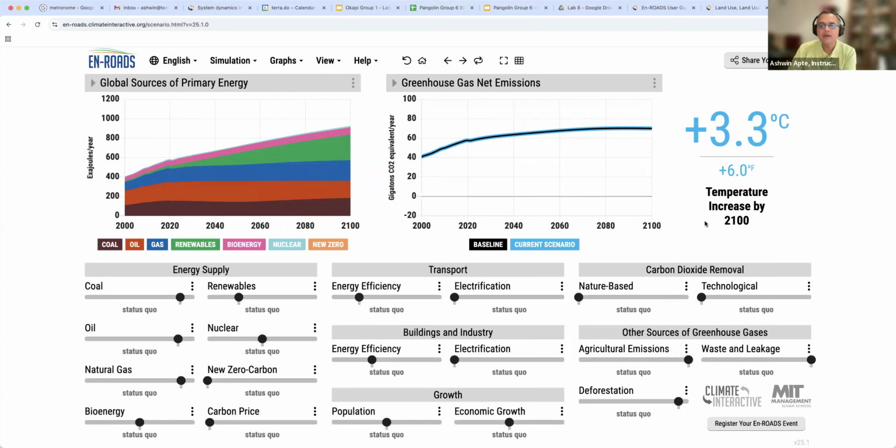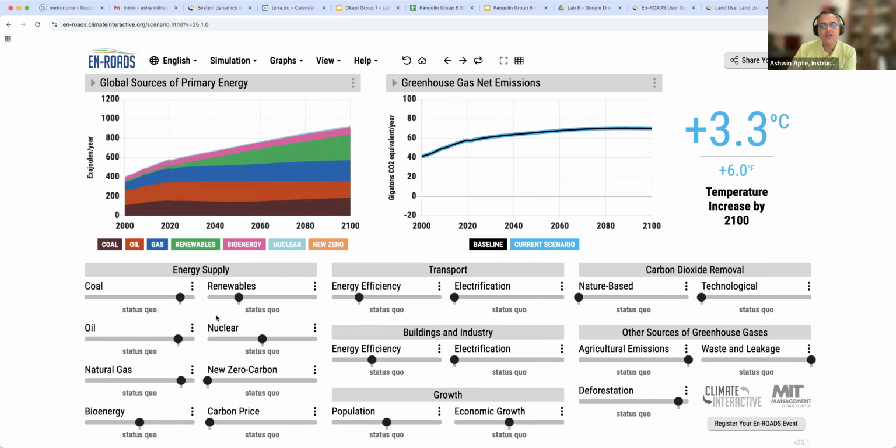Now, we said our goal was to get this number down to below 2 and ideally below 1.5. How do we make that happen? All these sliders that you're seeing down here are levers for us to pull, and in doing so, try to get that temperature down to below 2. This first set of levers here on the left is all about energy supply. Where does our energy come from? There is coal, oil, natural gas, which are our traditional fossil fuels.